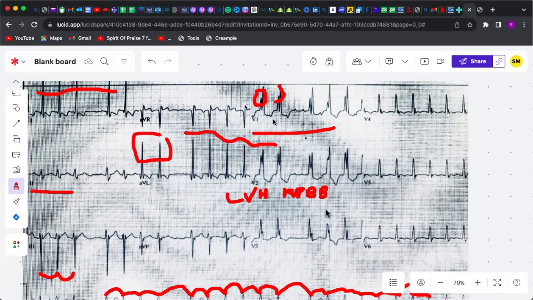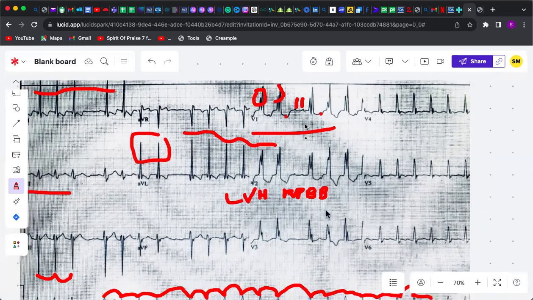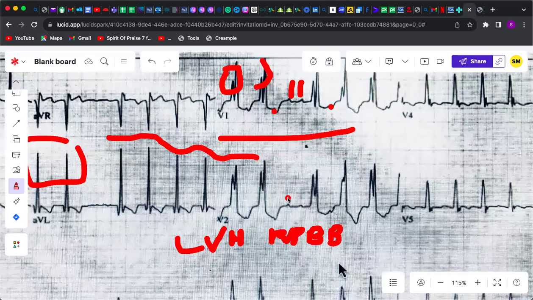And then let's look at the P waves. Never forget your P waves. So we're having P waves also here, right? P waves. And sometimes the P waves are even buried into the complexes, yeah, as you see in there. So these P waves, they look like flutter waves, right? They look like flutter waves.